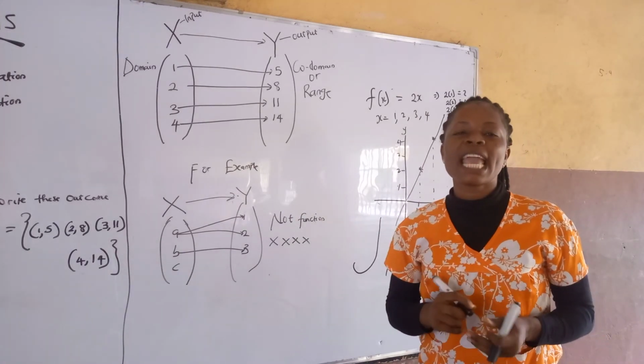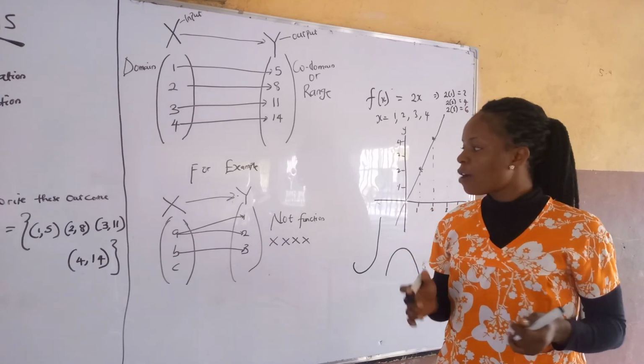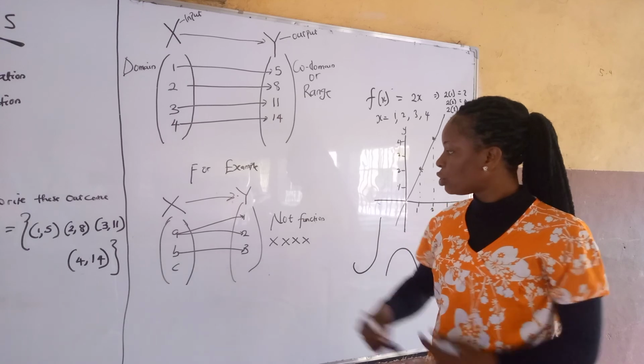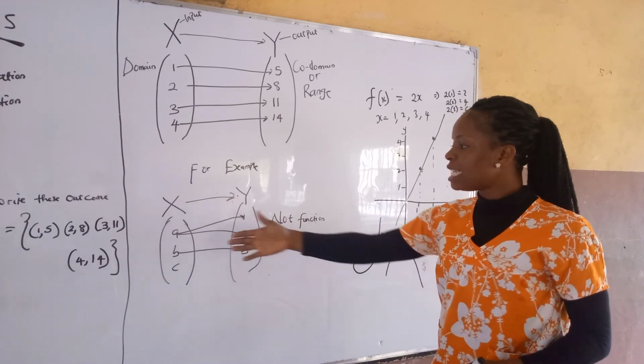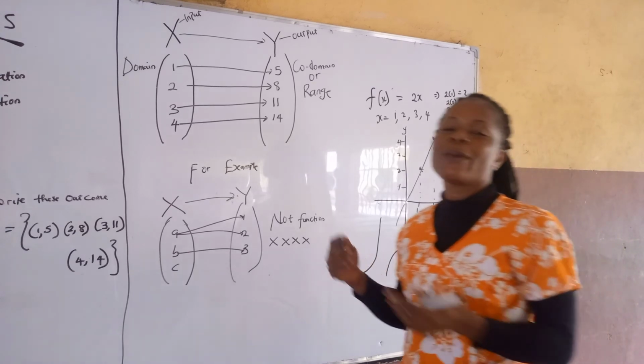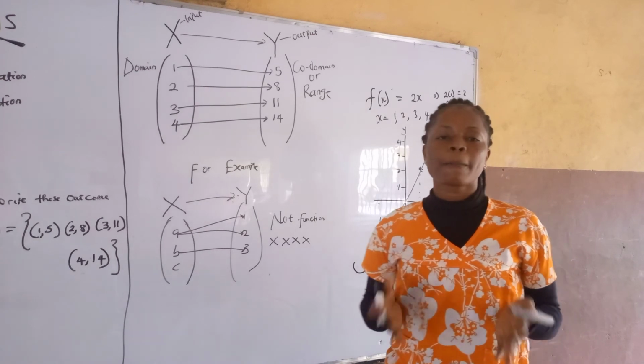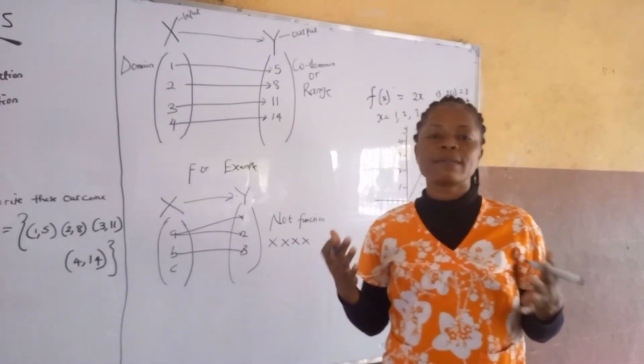And also know that every function is a relation, but not all relations are functions. For example, this is a function. This is not a function, but it is a relation. So this will end this class on what a function is. But in our next class, we'll talk about types of function and types of mapping.